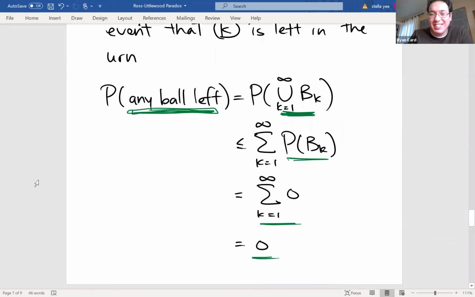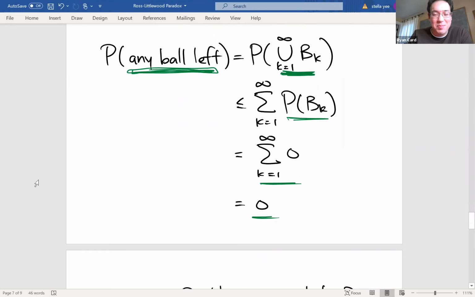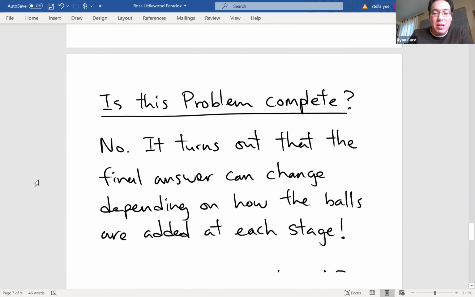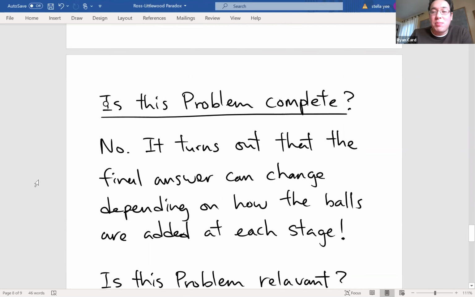Pretty cool, right? I really like this problem. Okay, so is this problem complete? Well, this is the Ross-Littlewood paradox as stated, but I think you could do little twists to these problems.